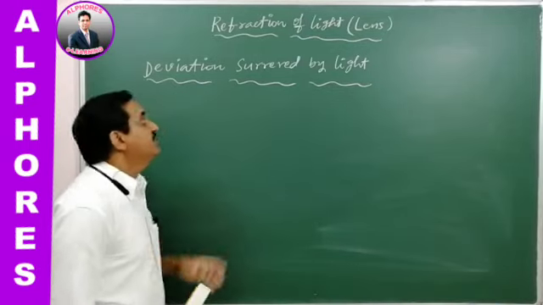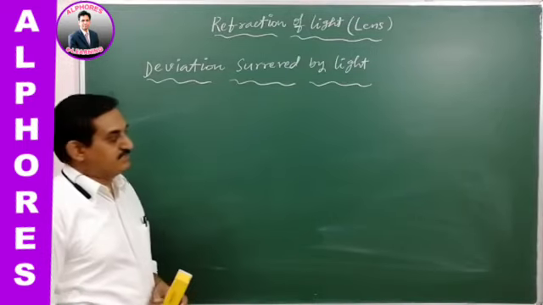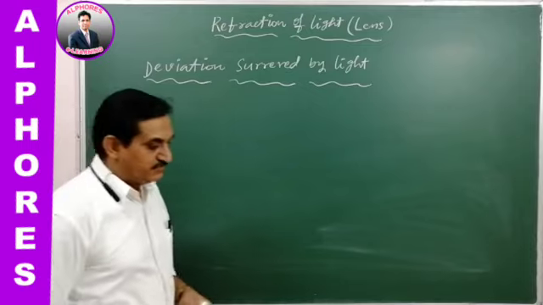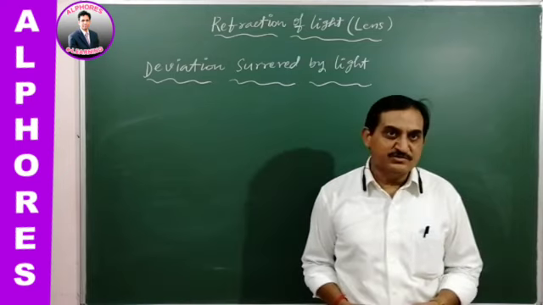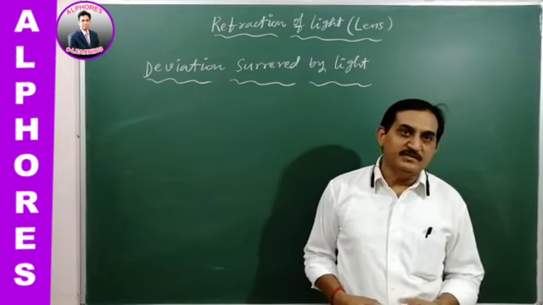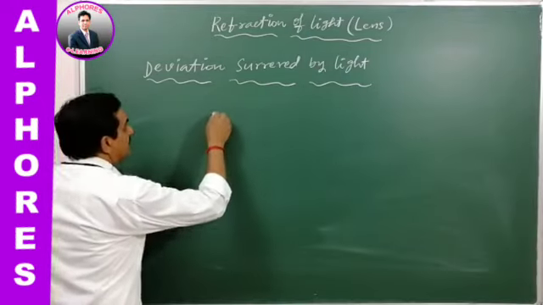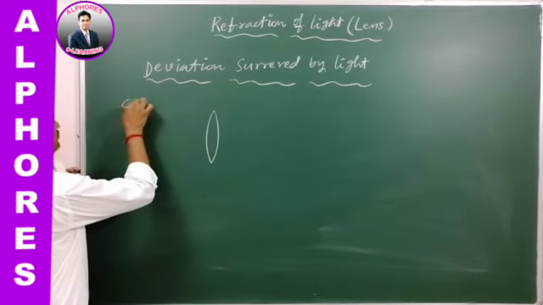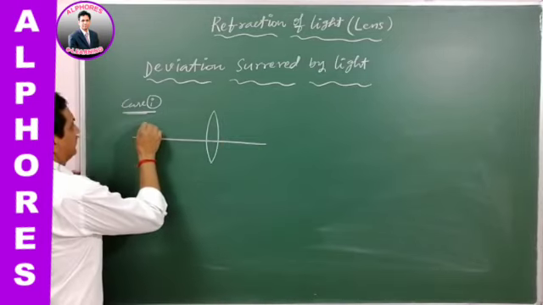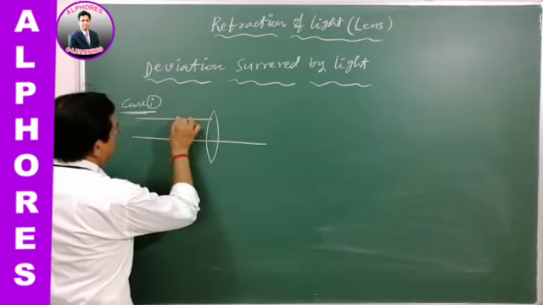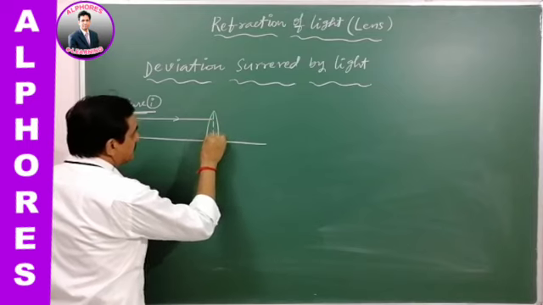Now, the deviation suffered by light. When a ray of light is incident on the lens, it undergoes refraction, and when it passes through a lens, the lens will definitely give a deviation to the light during its refraction. So let us consider a lens. Case 1: a ray of light is incident on this lens, parallel to the principal axis and striking at a height small h.